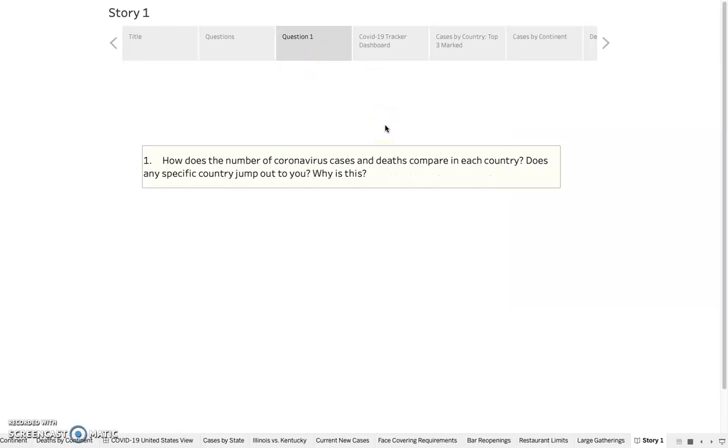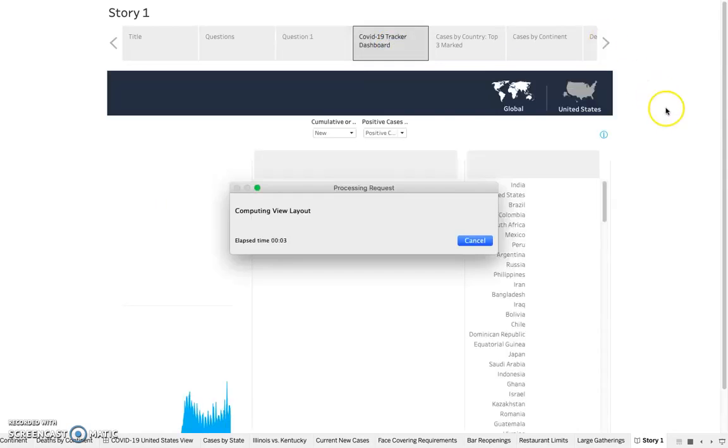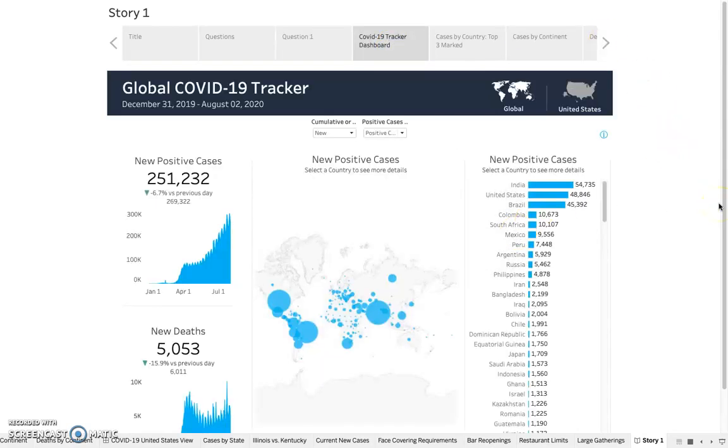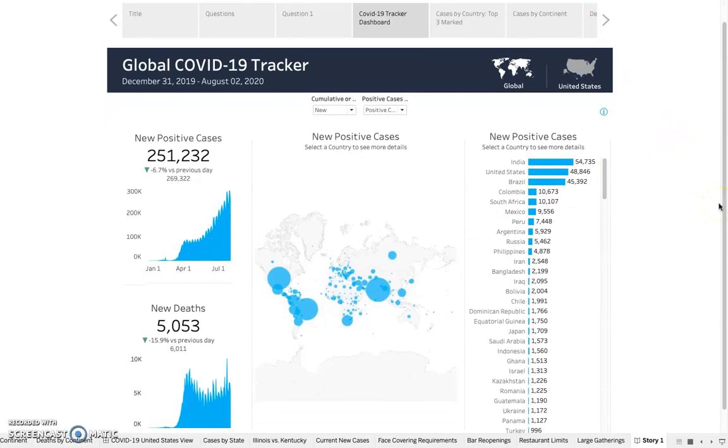So, number one, how does the number of coronavirus cases and deaths compare in each country? Does any specific country jump out to you? Why is this? The second thing right here is a COVID-19 tracker dashboard. I added this because I wanted people to have an interactive thing where you could click positive cases and deaths, and see which state or which country is doing worse than others and things of that nature.